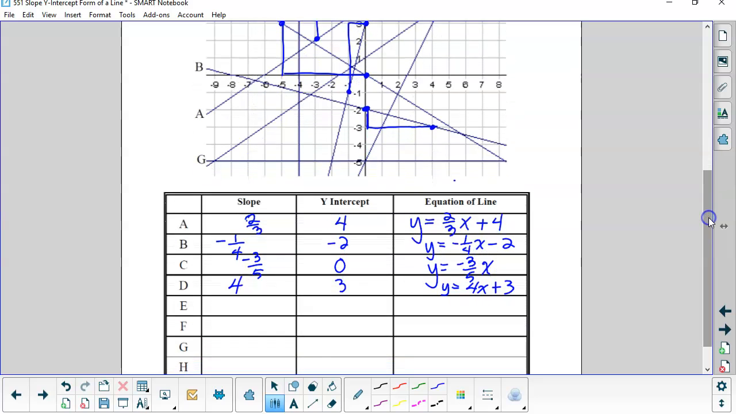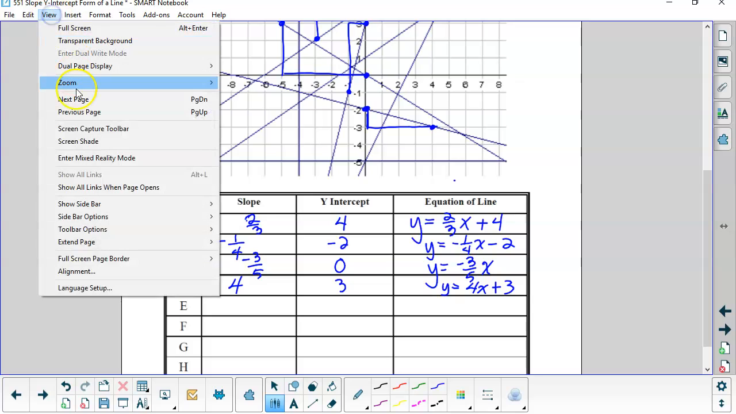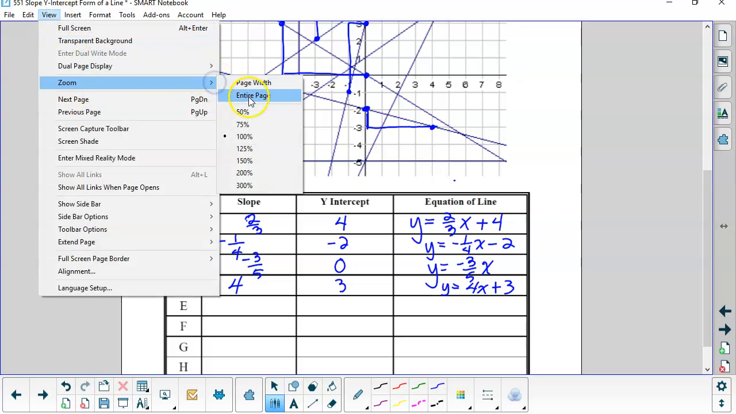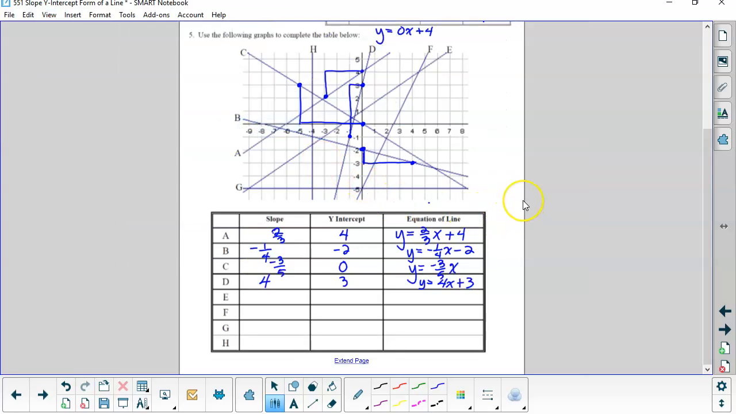Actually, I'm going to minimize this a little bit more again. Okay, and then E. So y-intercept of 1, another nice point there. So up 2 to the right 3. And the y-intercept of 1, so y equals 2/3 x plus 1.